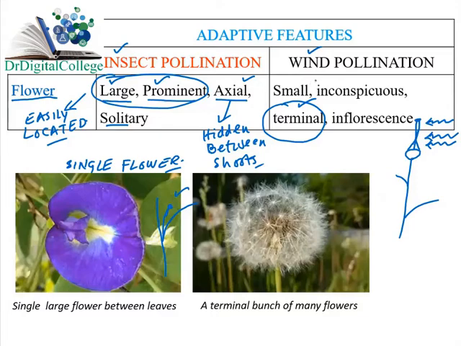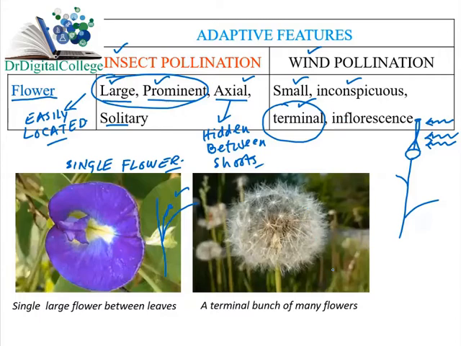Moreover, wind pollinating flowers are small in size and inconspicuous. Inconspicuous means we cannot easily locate them. Insects cannot easily locate them, but you know that when the wind blows, it will touch each and every part. Whether the flower is small or big, wind will come in touch with it.